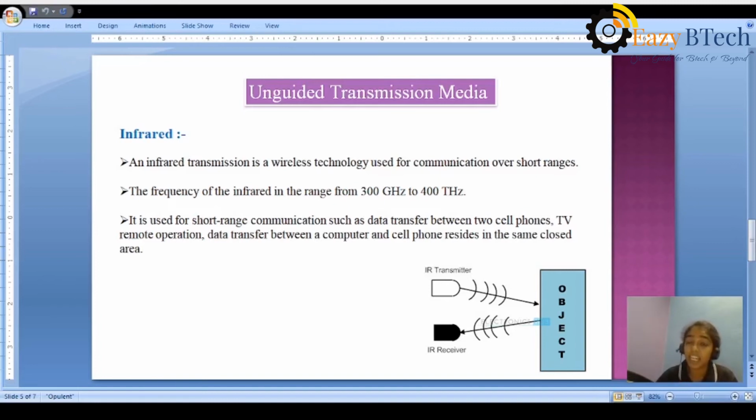It has a high data transmission rate and high speed of transmitting data from source to destination. It is used for short range communication, such as data transfer between two cell phones, TV remote operation, and data transfer between a computer and cell phones in the same closed area, within one building or one room. It gives data in a very reliable and flexible manner, because it communicates over short ranges. When it crosses that range limit, the data will not be reliable. Noise and disturbances will occur in the data while transmitting.